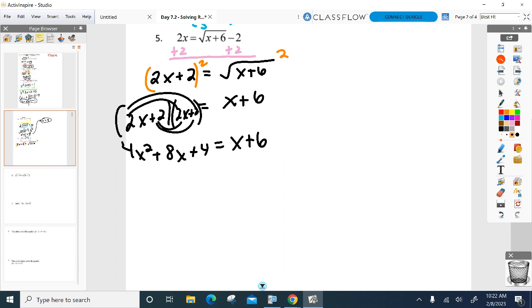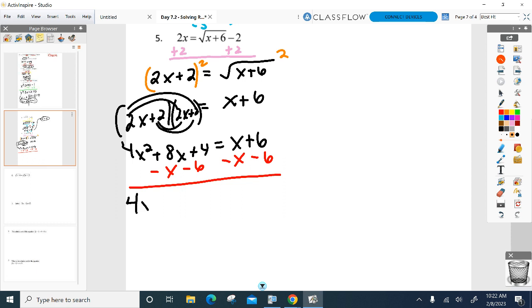No factoring. I know some of you want to take out a 4. No, you can't, because it's not equal to what? 0. You've got to get it equal to 0 before you even start telling me about GCFs. So let's subtract x over and subtract the 6 over. Plus 7x minus 2. I told you this one's going to take a while. So I have 4x squared plus 7x minus 2 now.